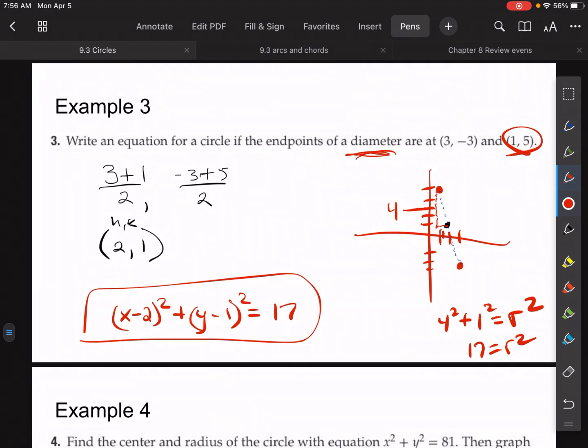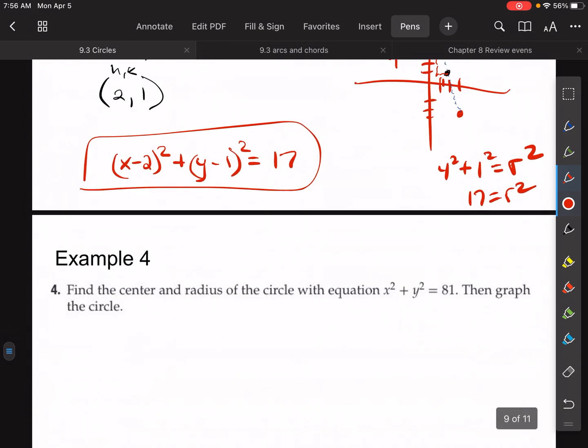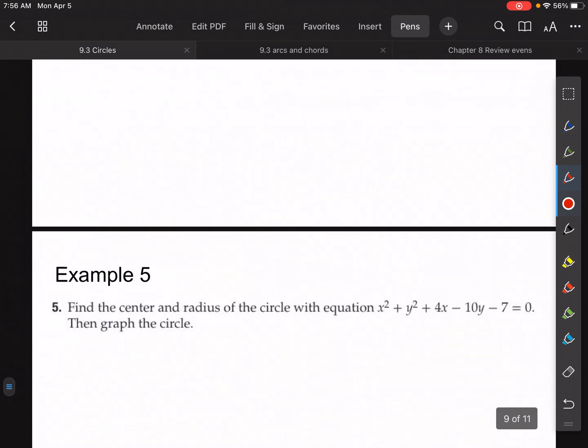All right, so a little more work there. You've got to just think about what a diameter is. Remember that the center of a circle is halfway along the diameter, so you can use your midpoint formula to find that. And then example 4, we have 2 more examples, guys, and then we're done.